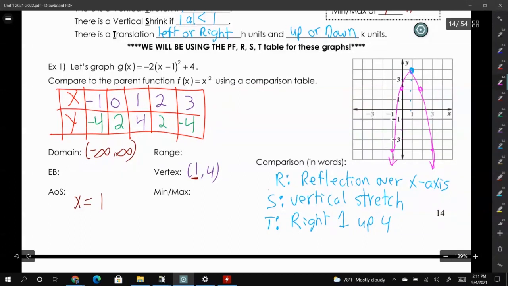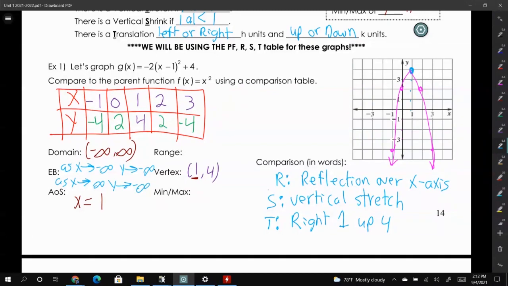Now that we have this graphed, we can clearly see that the end behavior, both ends are going down. So as x approaches -infinity, y approaches -infinity. And as x approaches infinity, y approaches -infinity.